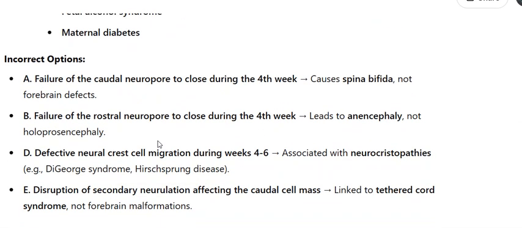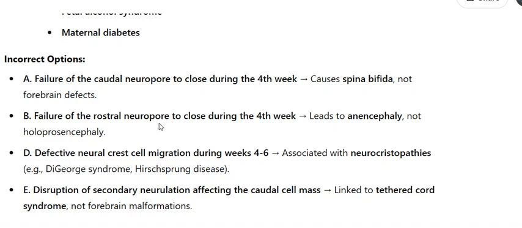Incorrect options: A. Failure of the caudal neuropore to close during the 4th week causes spina bifida, not forebrain defects. B. Failure of the rostral neuropore to close during the 4th week leads to anencephaly, not holoprosencephaly.